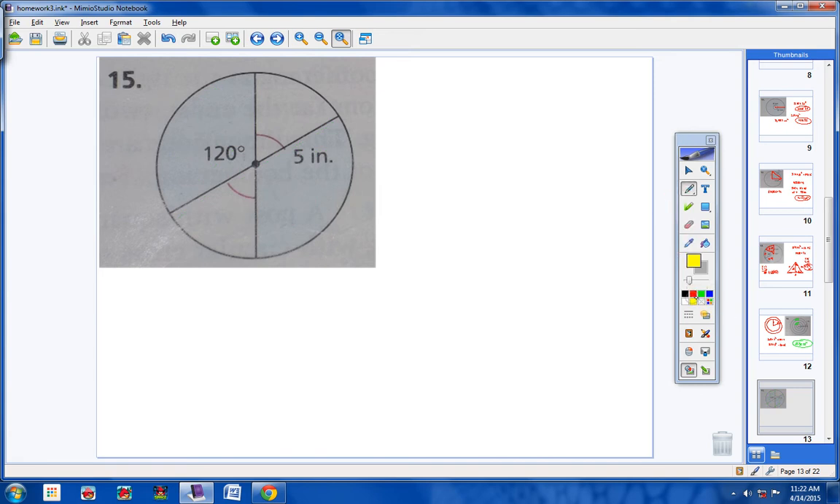Okay? So in order to find the area of a sector, you guys should know this. We first find the area of the entire circle. So 3.14 times the radius squared.